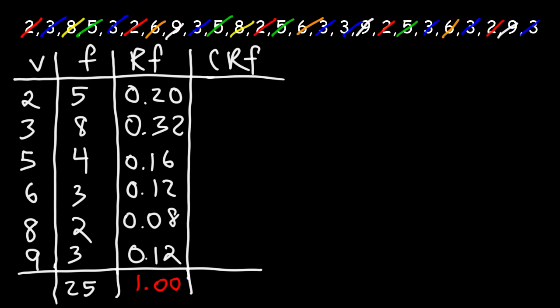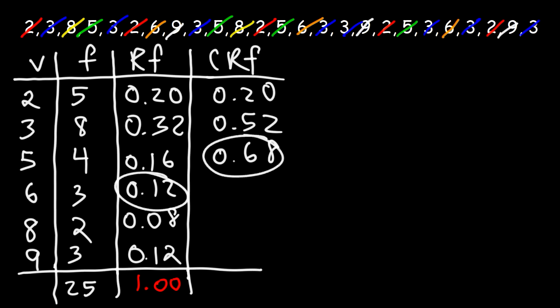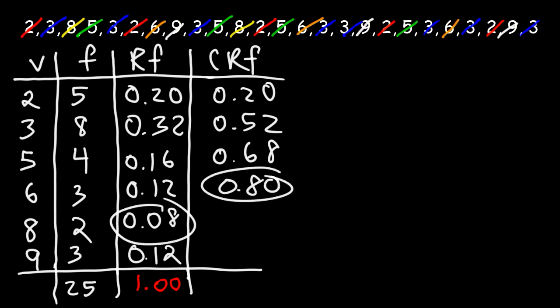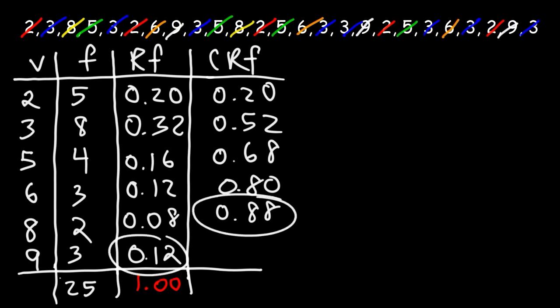Now let's calculate the cumulative relative frequency. So we're going to start with our first number, which is 0.20, and then we're going to take this number and add 0.32 to it. So that's going to be 0.52. Next, let's take 0.52 and add 0.16 to it. So that's going to be 0.68. And then 0.68 plus 0.12, that's 0.80. And then 0.8 plus 0.08 is 0.88. Finally, 0.88 plus 0.12, that's going to be 1.0.